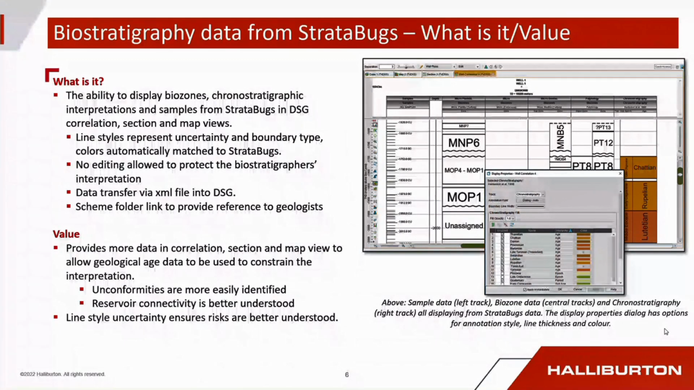The biostratigraphic data brings the important geological age constraints to the interpretation. This data includes sample depth information, biozones, and chronostratigraphy that you can see in the image on the right. And this data can be visualized on a well in correlation view, section, and map view.